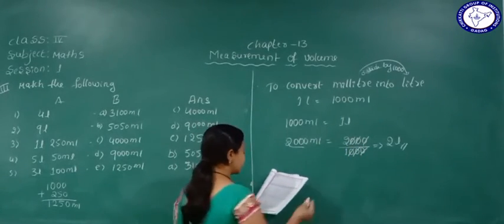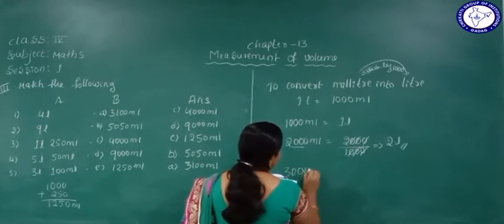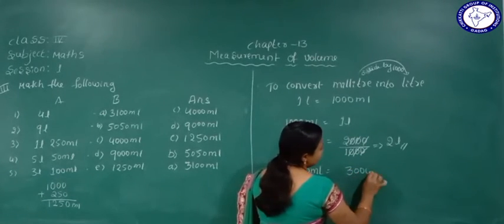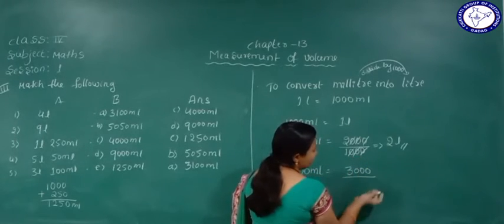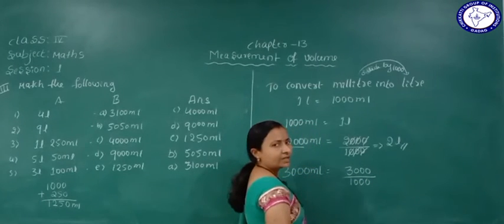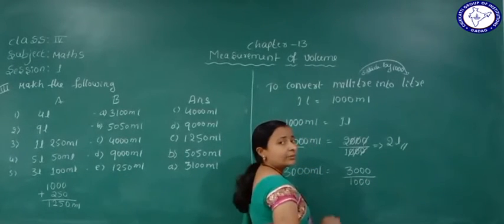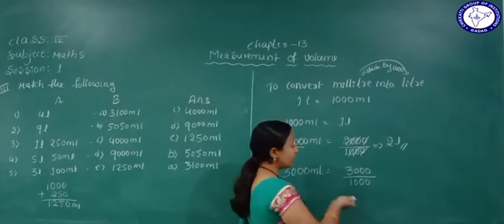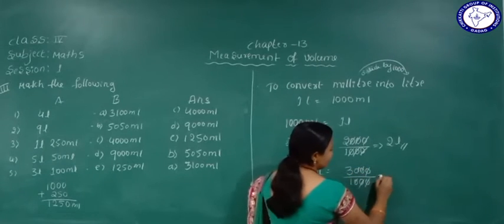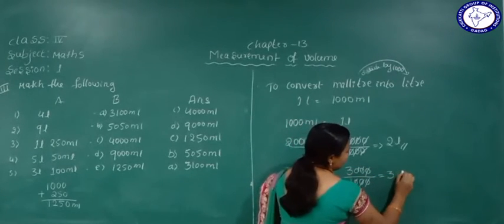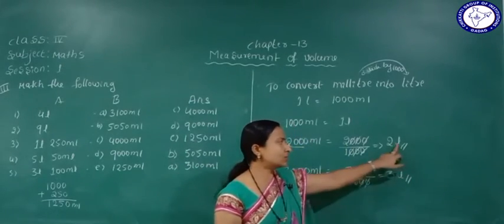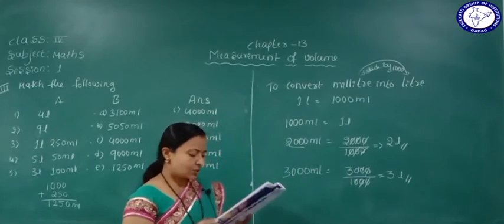Okay. Next, 3000 ml is given. How will we write it first? We'll write 3000 divided by 1000. When converting a milliliter into liter, we use the division method. Yes, 0 0, this 0 0 cancel, so only 3 liter remains. Mention the unit, the measuring unit. Okay, understood this one.